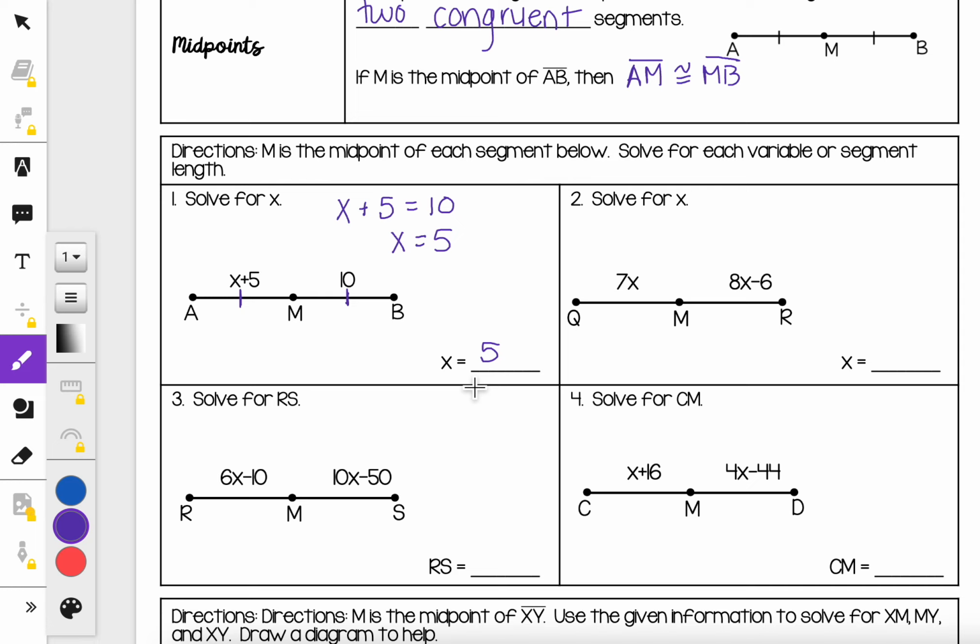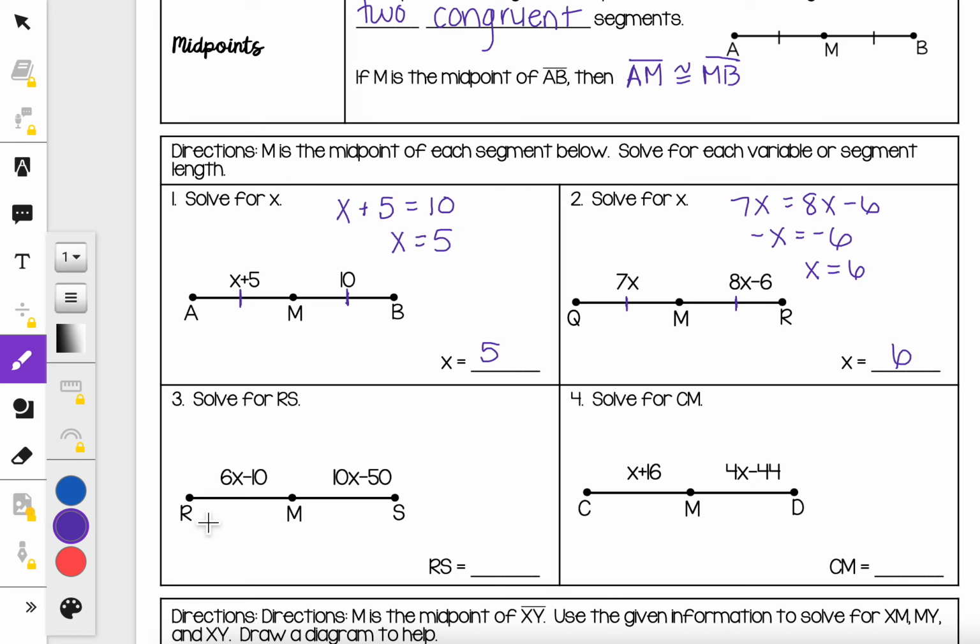Okay, same idea for number 2. M is our midpoint, so QM is going to be congruent to MR, so 7X equals 8X minus 6, and we're going to have negative X equals negative 6, or X equals 6. And again, we're just following the same idea here for our next couple examples.